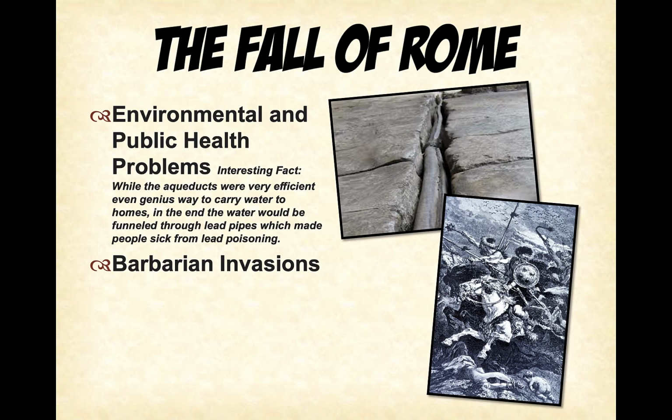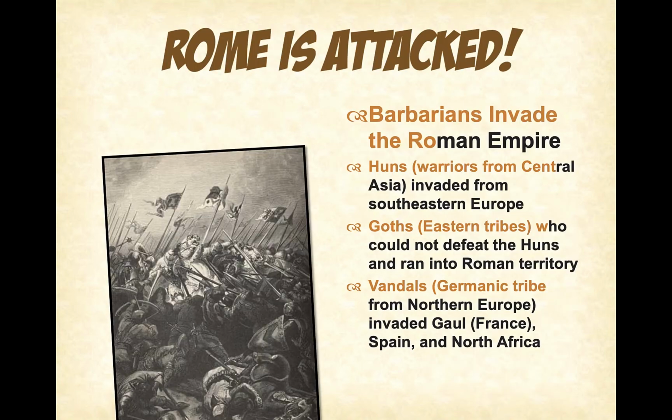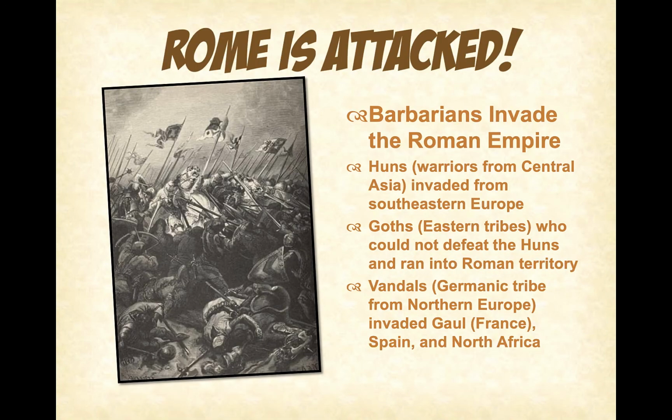The barbarian invasions, though, were probably one of the worst things that really, really hurt Rome. Rome was finally attacked. So barbarians invade the Roman Empire from all different areas. You have Huns coming in from Central Asia and invading from Southeastern Europe as well. Think of Attila the Hun, all right? If you've ever heard of him, there was a movie made years ago called Attila, really great movie.